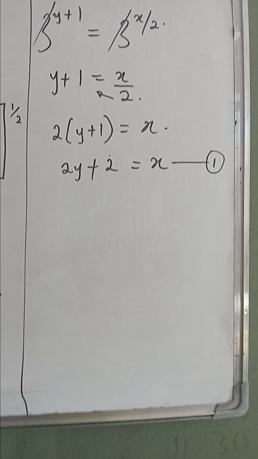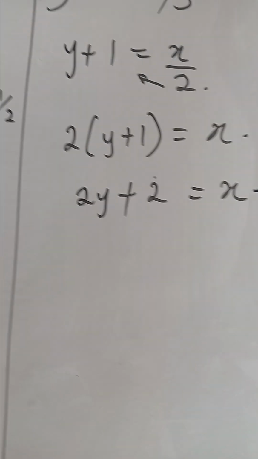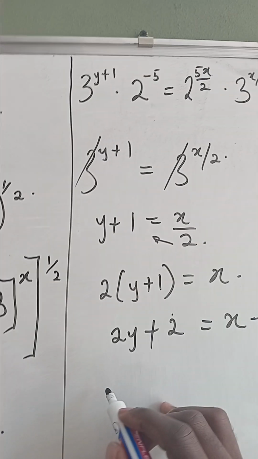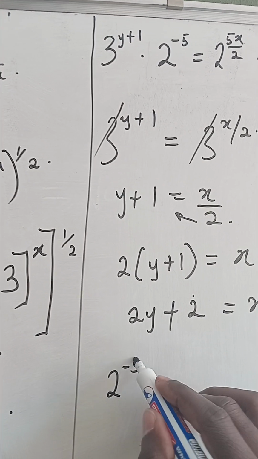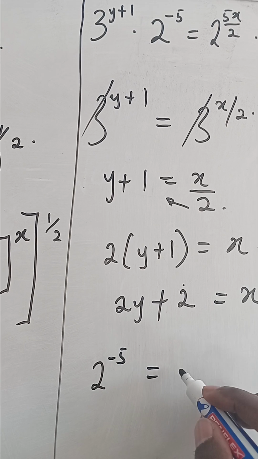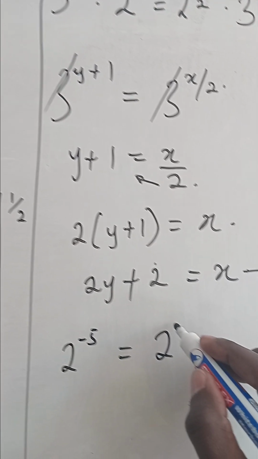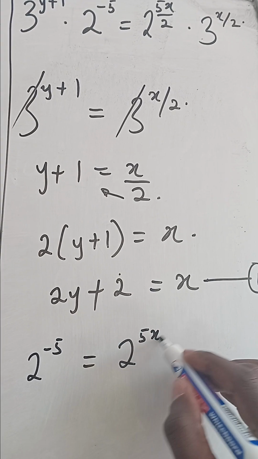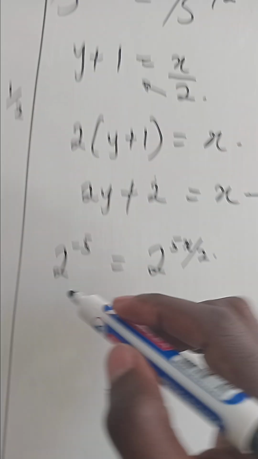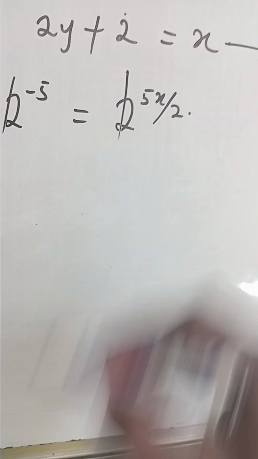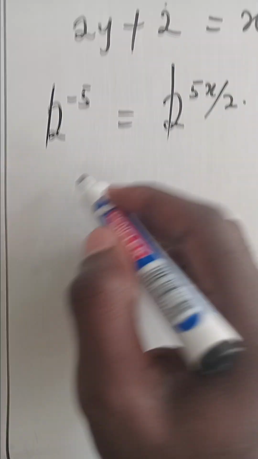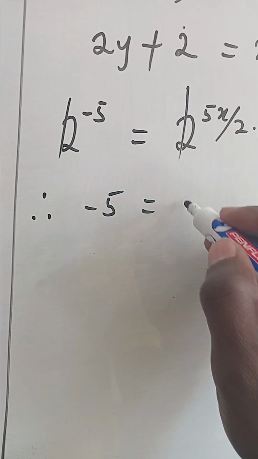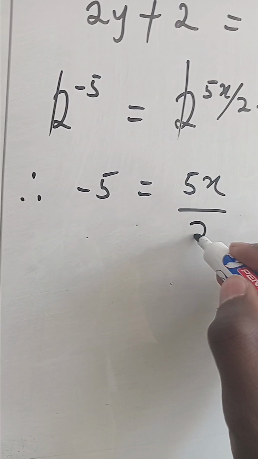I can call this equation 1. And likewise, when you look at 2, we have 2 raised to the power of minus 5 on the left-hand side. We can equate it to 2 raised to the power of 5x over 2. So 2 is common to both sides. I can cancel out my 2. Therefore, I have minus 5 is equal to 5x over 2.